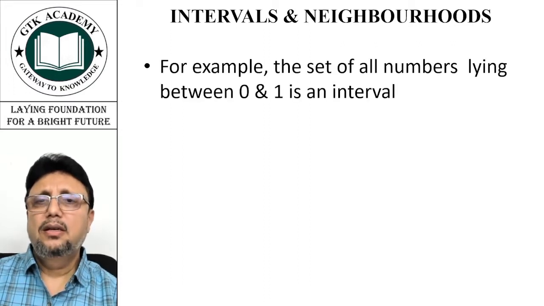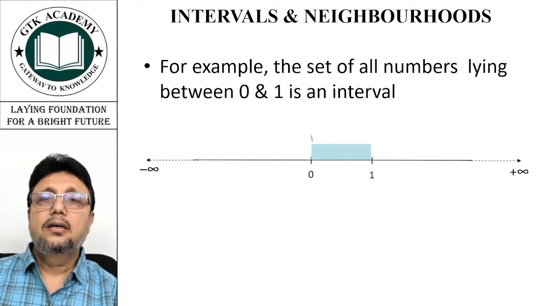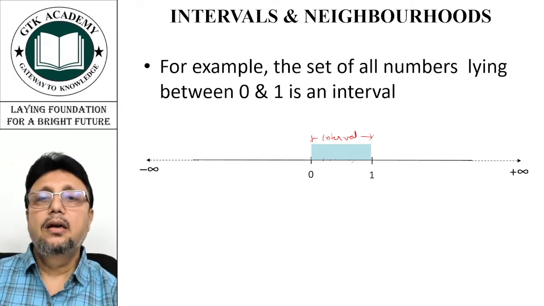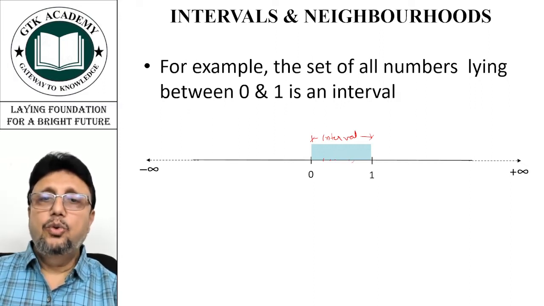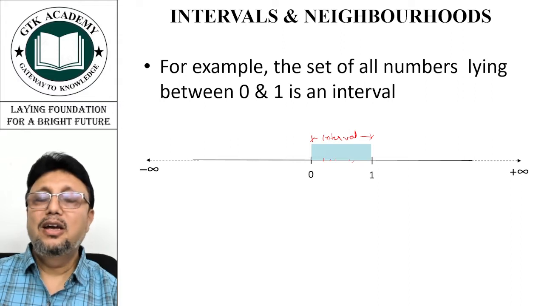For example, if we have 0 and 1 as an interval, all the real numbers lying between 0 and 1, this is called the interval. The set of all numbers which are lying between 0 and 1. Now, as you can easily make out, these will all be fractions, since they are lying between 0 and 1, so this is a set of all fractions.